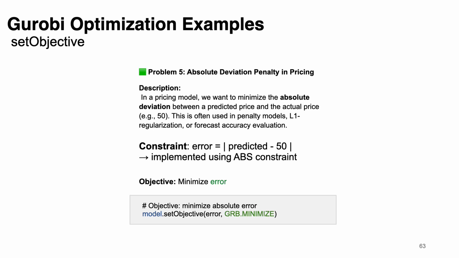For our final scenario, problem 5, the absolute deviation penalty, our mathematical target here is strict: minimize the total forecast error. We write model.setObjective, passing our constrained error variable and GRB.MINIMIZE. By completing this final step, all 5 of our conceptual models are mathematically complete, from the environment initialization, through the variables and constraints, all the way down to the objective function.